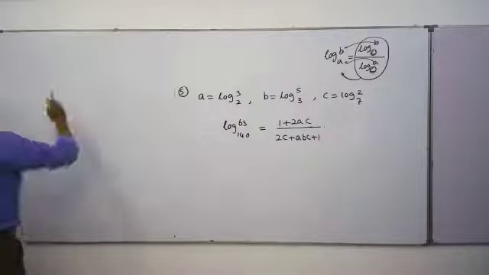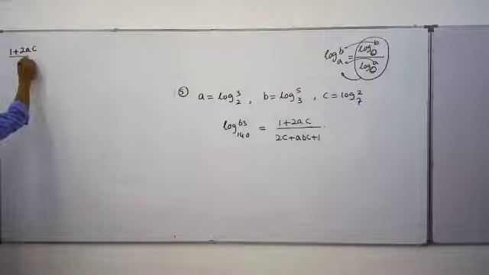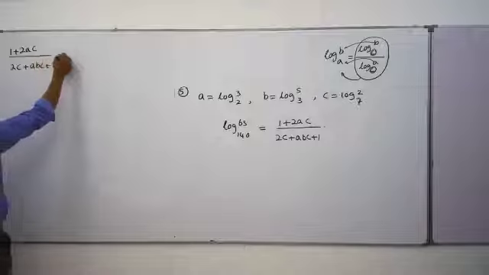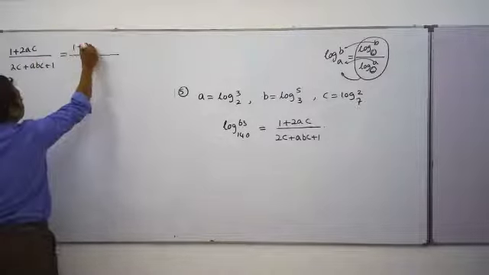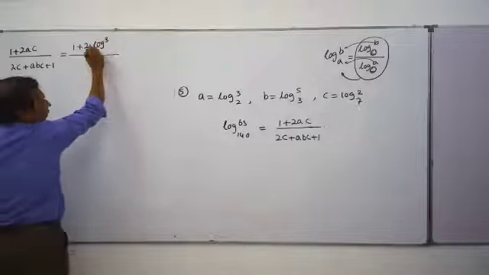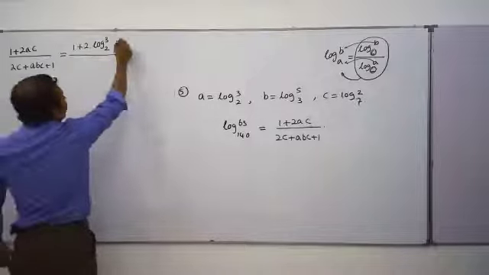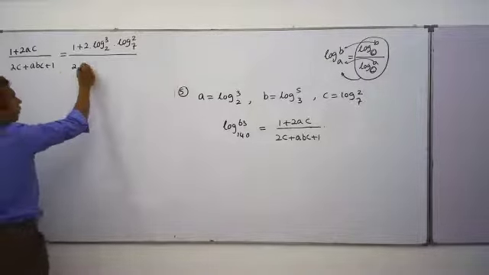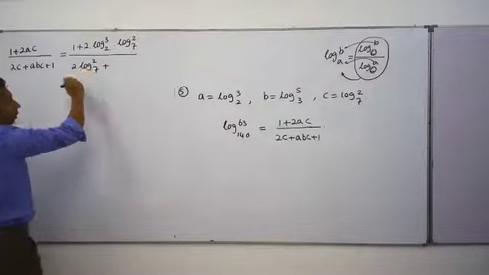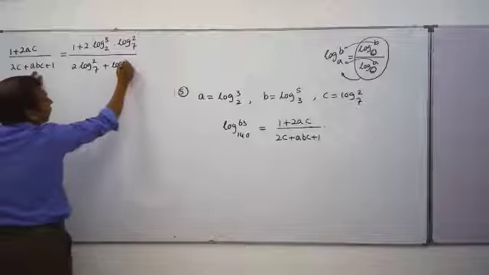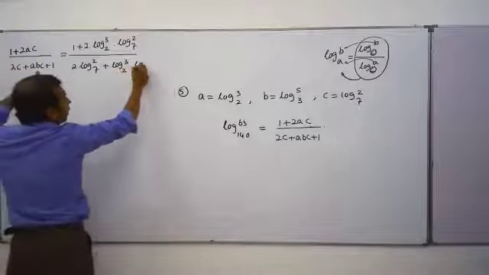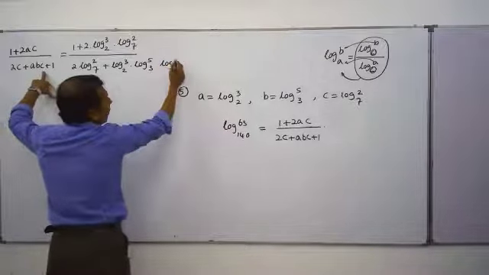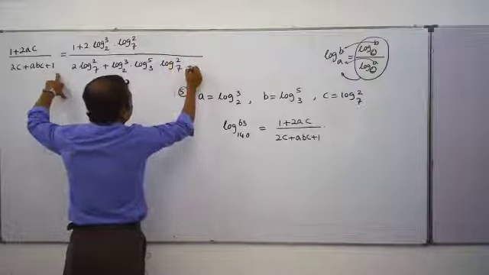Now I am writing the right hand side: 1 plus 2ac divided by 2c plus abc plus 1. That is 1 plus 2 times a, log 3 to the base 2, times c, log 2 to the base 7, divided by 2c, log 2 to the base 7, plus abc, log 3 to the base 2 times b, log 5 to the base 3 times c, log 2 to the base 7, plus 1. This way we have.